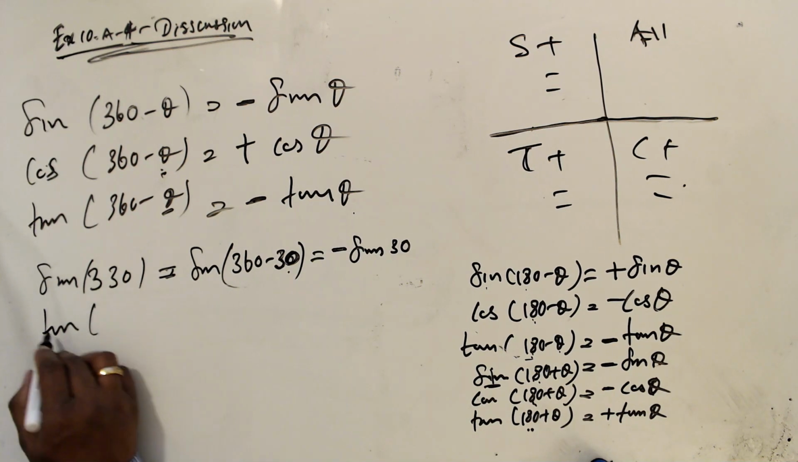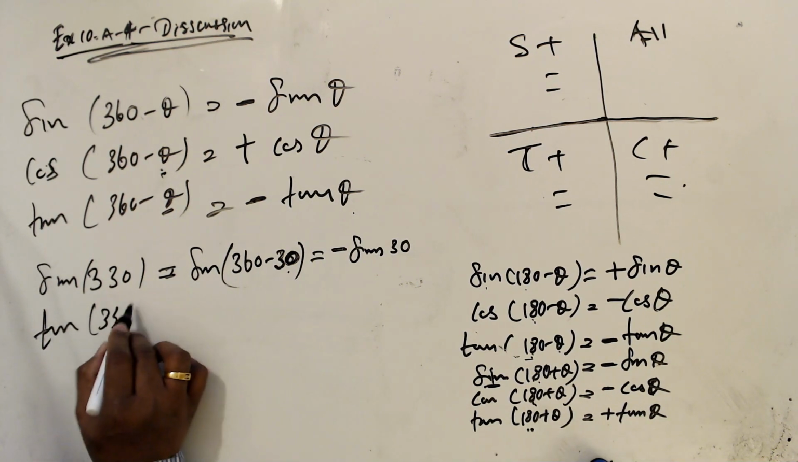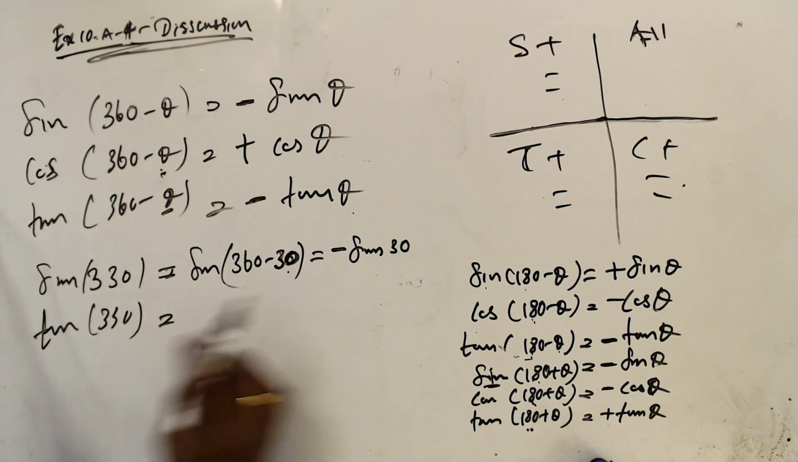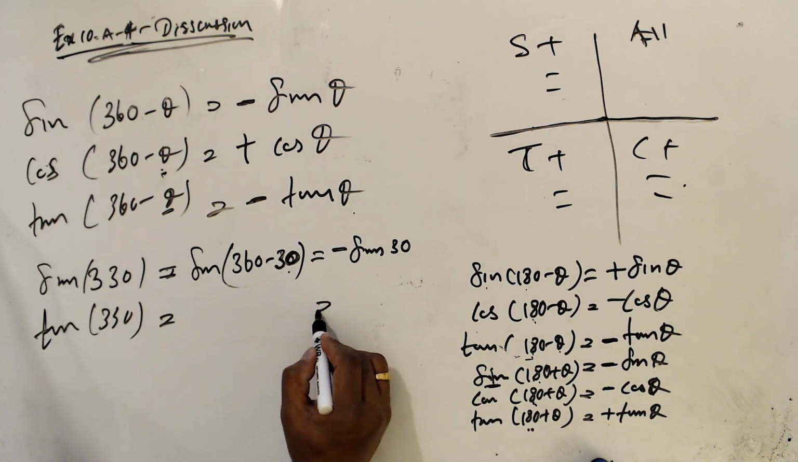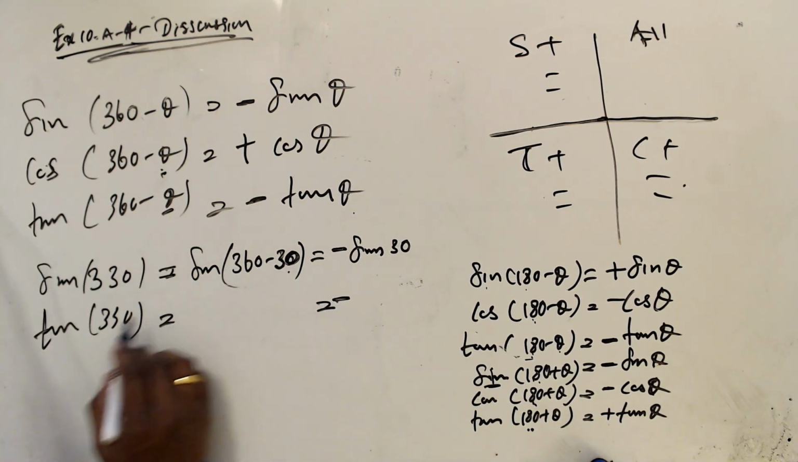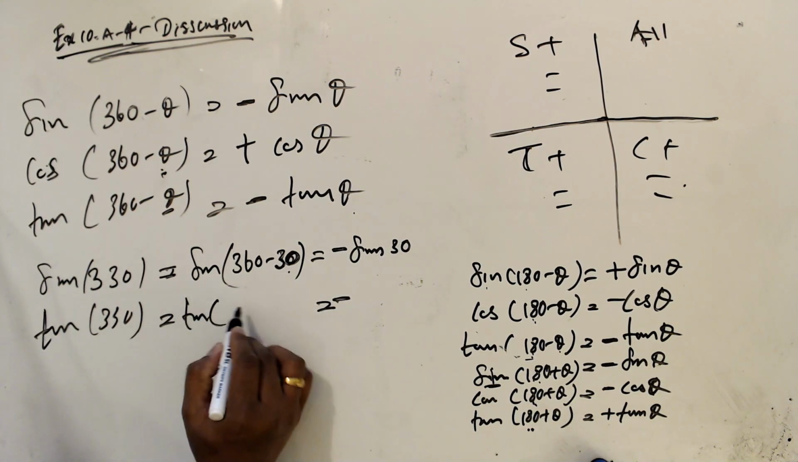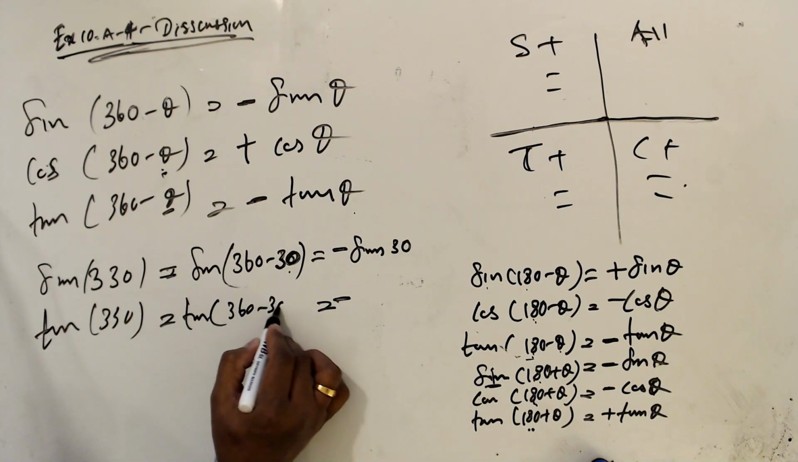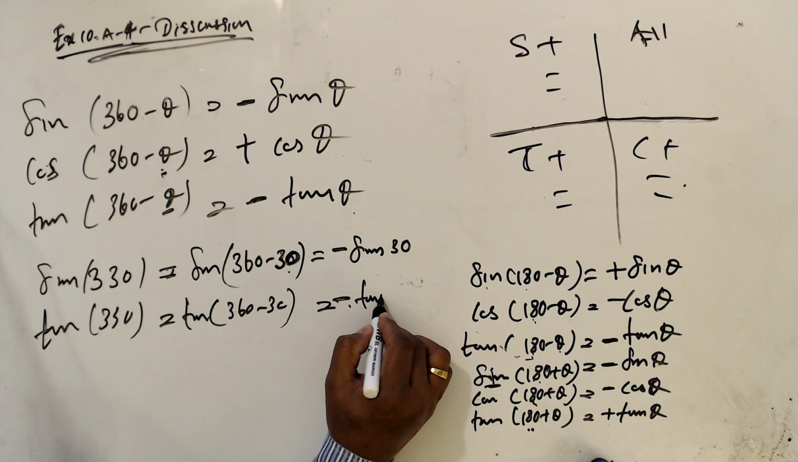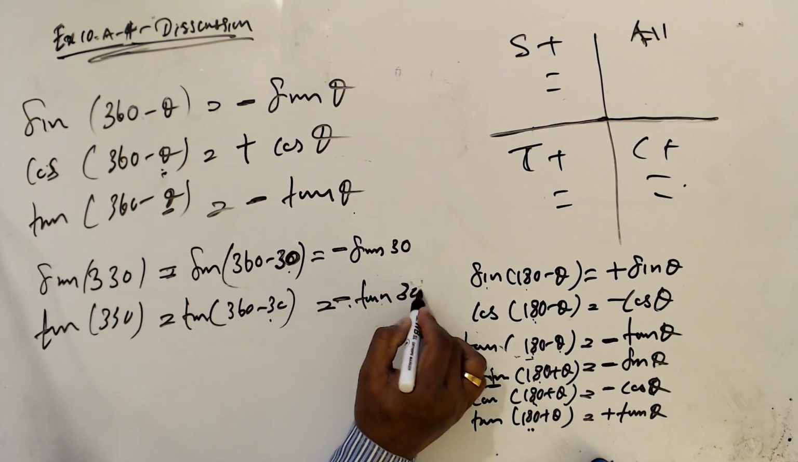Tan 330, not cos. Then 330 is in the fourth quadrant. In the fourth quadrant, tan is negative. Then I write tan 360 minus 30. Then negative, I write the same ratio with the small angle.